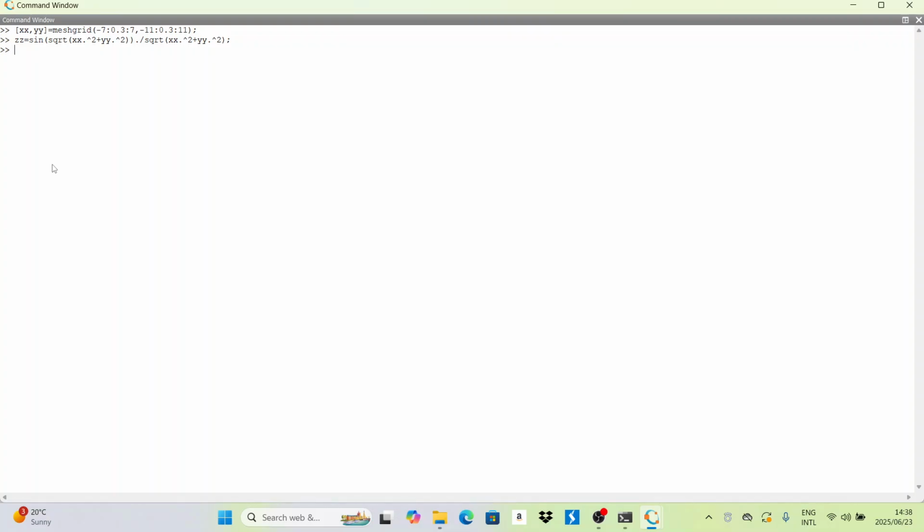After we've pressed enter, then we're going to say mesh, because we're solving this equation with a mesh: xx, comma, yy, comma, zz. So we're having the x-axis, y-axis and the z-axis. And then we press enter there.